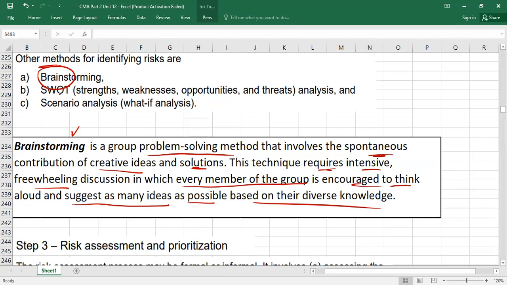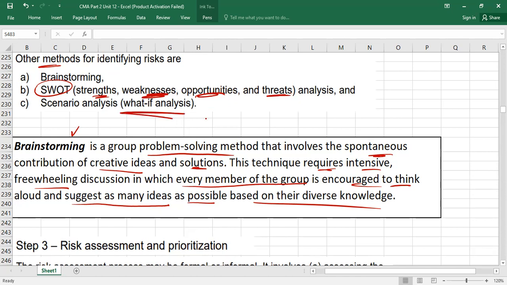That is, we may do SWOT analysis. I hope you have an idea about SWOT analysis. You should look at the strengths and weaknesses within your business. You should look at opportunities and threats outside of your business. So this can also help you to identify risk, right?